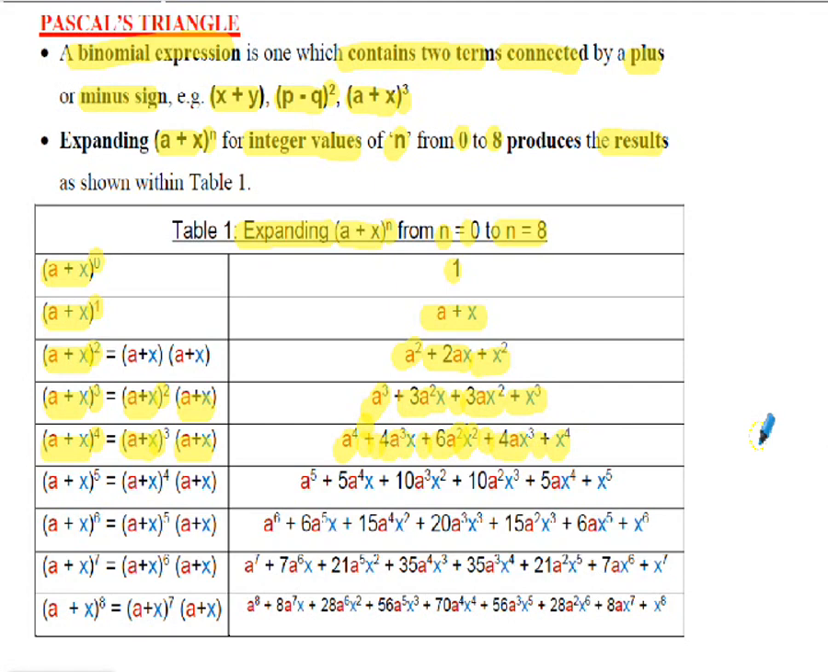We could do these expansions, but they're obviously getting more and more difficult here. We've also shown here a plus x to the power of 5, a plus x to the power of 6, a plus x to the power of 7, and a plus x to the power of 8. And of course they get more and more difficult expansions as we increase the power.